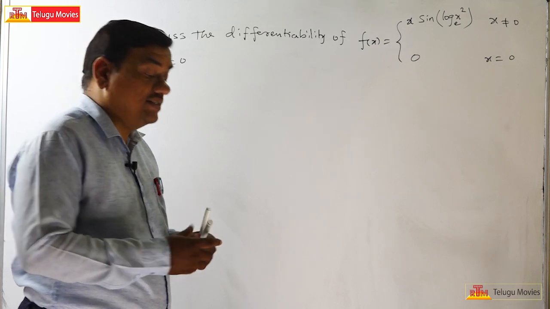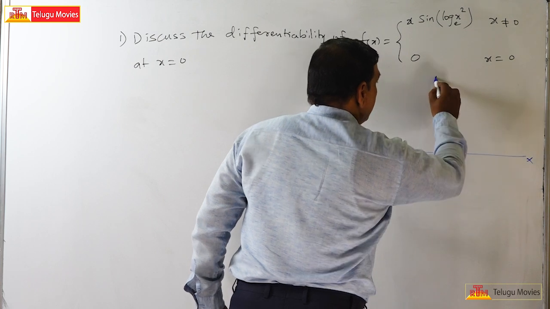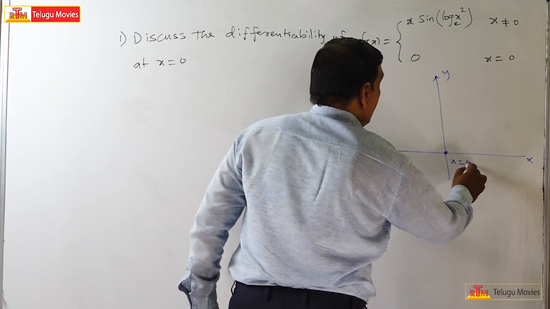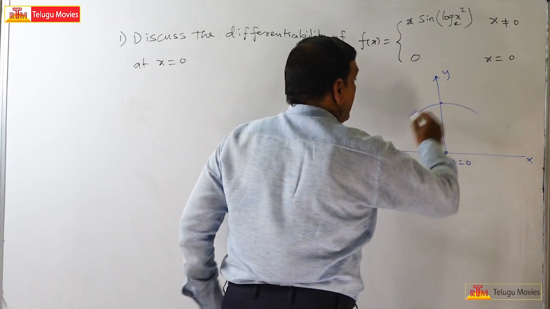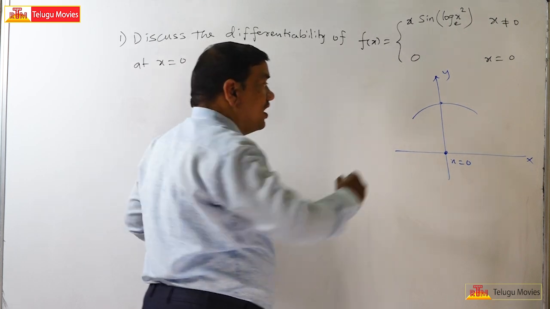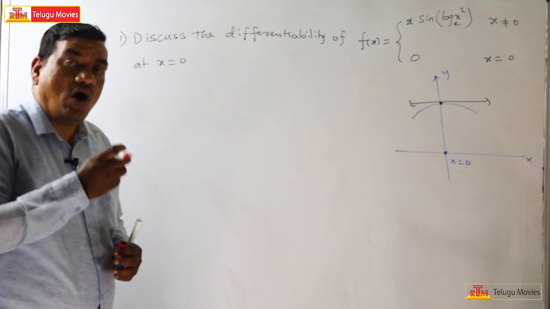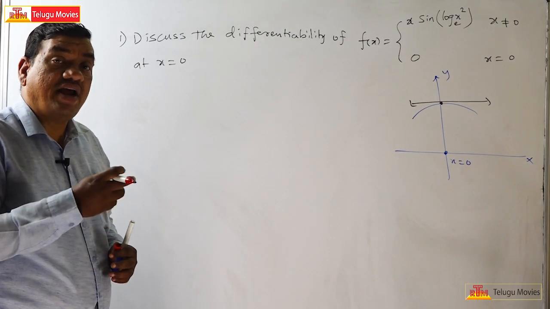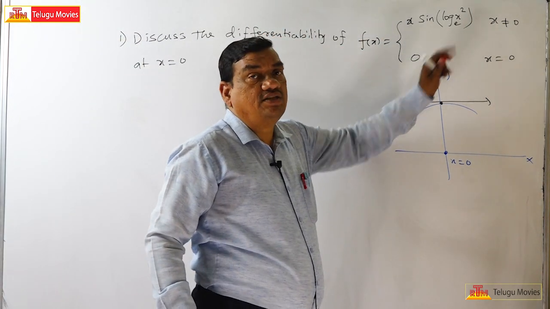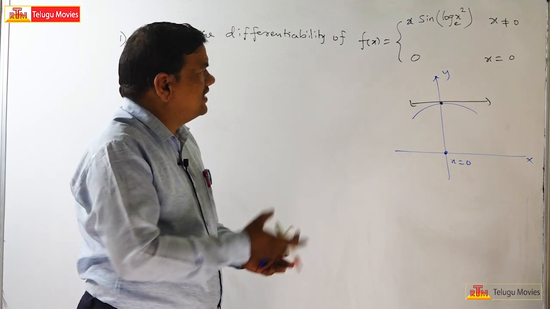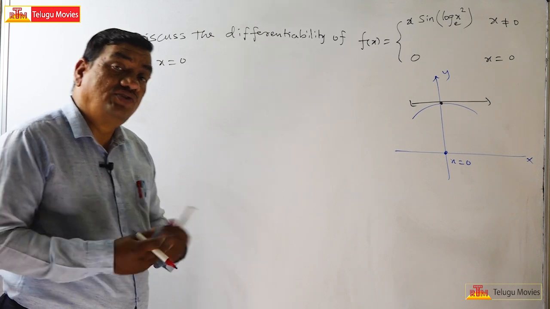That means at x is equal to 0, where this is the x-axis and this is the y-axis, in the graph of this function, are we able to draw the tangent or not? That is the main thing. Differentiable means: are we able to draw a tangent at x is equal to 0 for the curve given by this function? To check that, we cannot draw the graph at a time, but we will approach it theoretically.